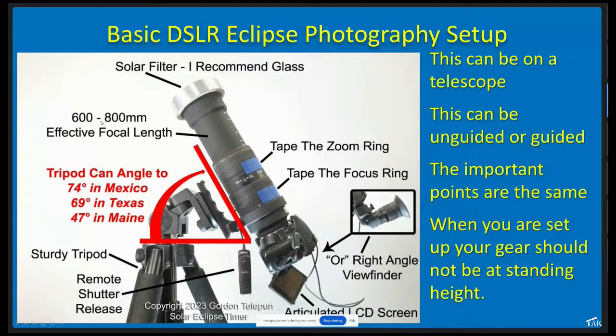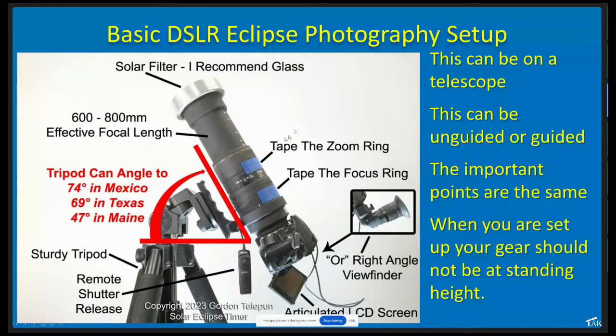You have to check your camera tripods if you're not using some kind of equatorial mount to make sure you can point to the height, the altitude of the eclipse for your observing area, which in Texas can be as high as 69 degrees. A lot of regular camera tripods will not get that high. You have to have a sturdy tripod. You have to have a remote shutter release.